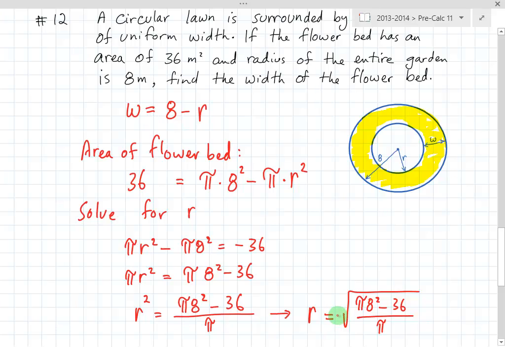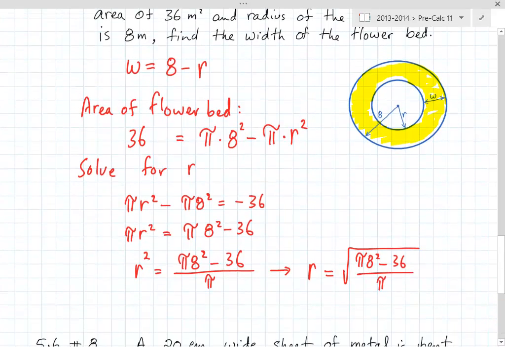Do I care about the minus? No, why don't I care about the minus? Because this is a length, right? Length cannot be negative, at least not in the three-dimensional world, right? If you lived in a six-dimensional world, who knows, maybe. But not now, right? So we go, okay, r is equal to this.